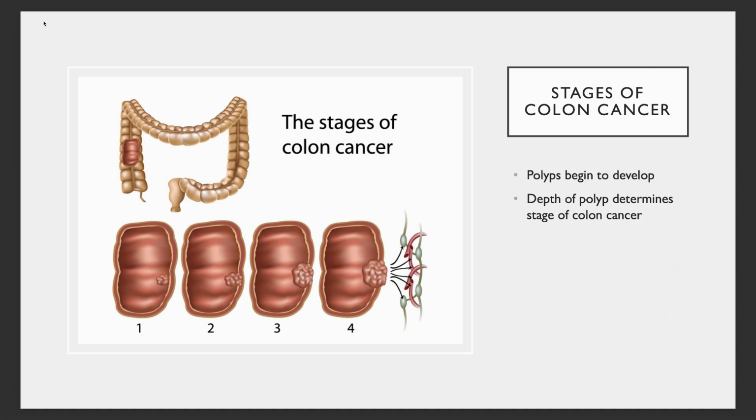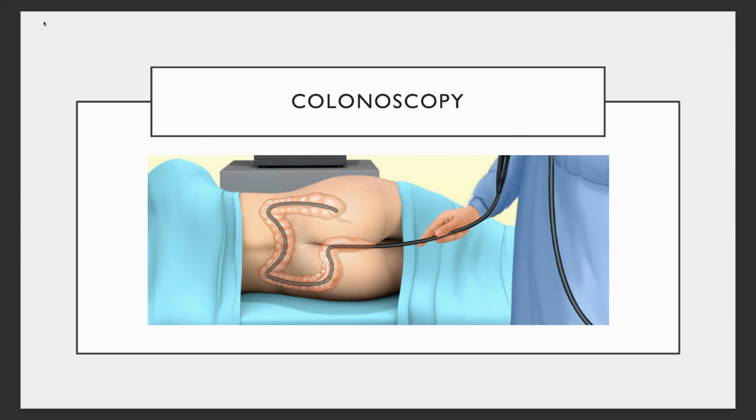So there's different stages of colon and rectal cancer. Basically what happens is polyps, which are growths, begin to develop, and they happen on the inner lining of the colon or rectum. So as you can see in this picture, the stage of growth is correspondent with the stage of cancer. So the smaller growths are stage 1, followed all the way to the largest growth, which would be considered to be stage 4.